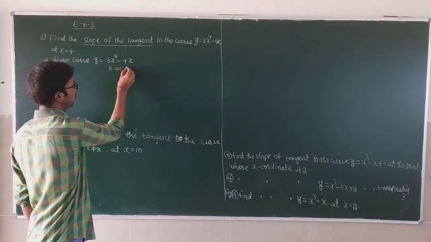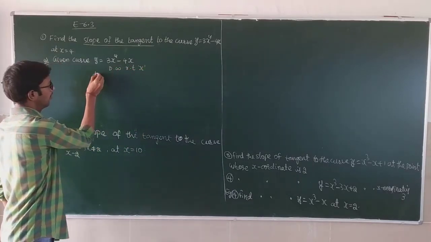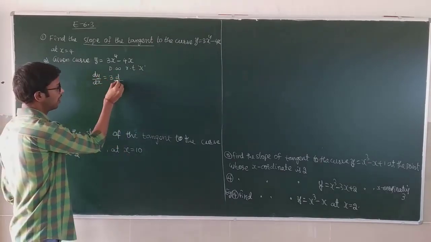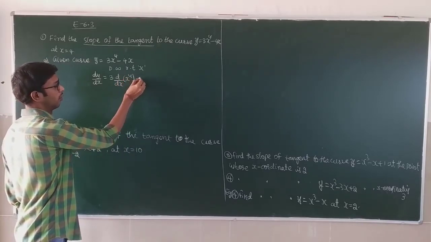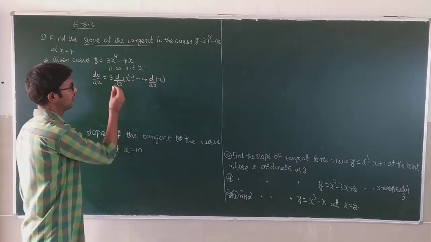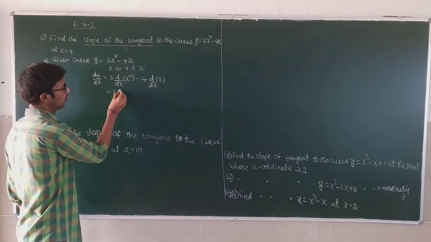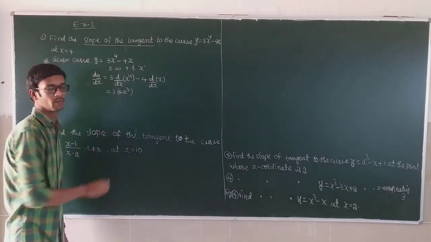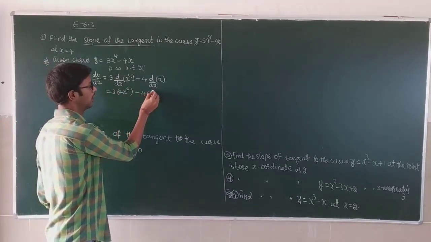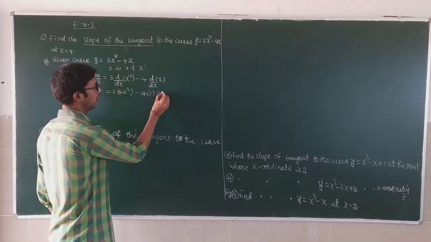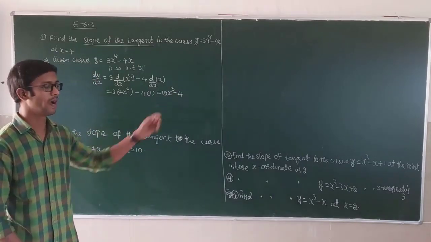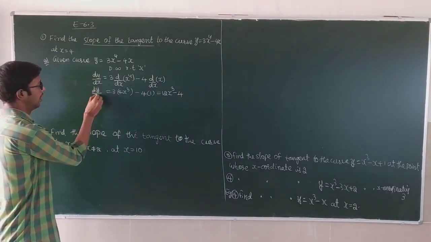Differentiate with respect to x. dy by dx is equal to, 3 is a constant, so 3 into d by dx of x power 4 minus 4 into d by dx of x. How much will we get? 3 into 4x cube, using n x power n minus 1, minus 4 into 1. This equals 12x cube minus 4. 12x cube minus 4 is the dy by dx value.